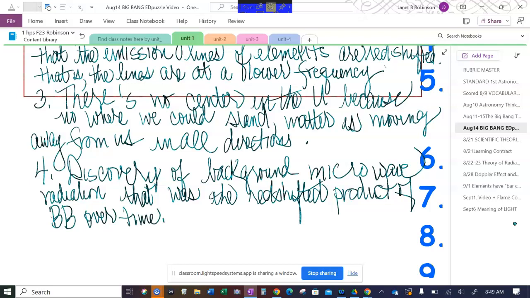So microwave, the lowest radiation is radio, lowest frequency. Microwave is next to radio, so it's very low frequency light. So microwave radiation is very low frequency light.